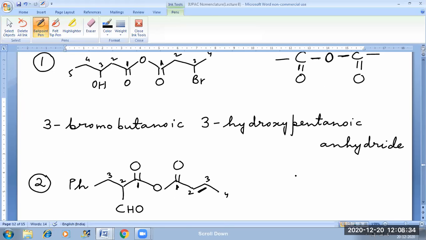Second one. Again, this is an anhydride because you see this oxygen atom between two CO groups. So CO and then O and then again CO. So this is again an anhydride.